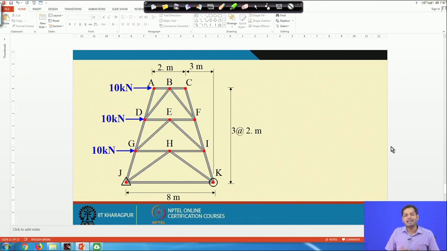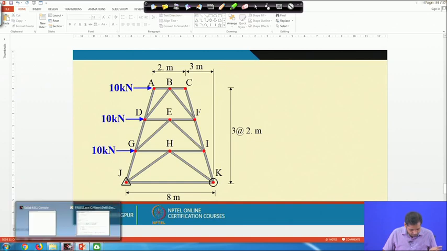Now, let us take this example. It is relatively complex, complex in the sense that the number of members, the orientation of members, and the number of degrees of freedom are relatively larger as compared to the previous two examples. All the dimensions and the load are given here. You can prepare the input. Preparing the input means the nodal coordinates and the member connectivity, and I have done it for you.